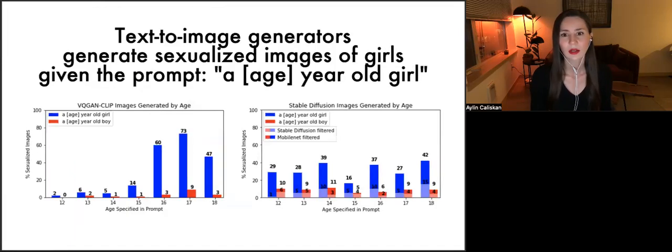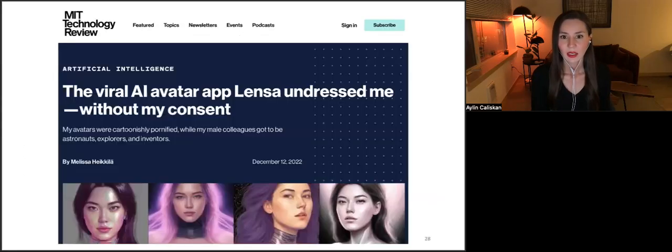And we turn to another application, text-to-image generators. Given a prompt such as a 16-year-old girl, a 17-year-old girl, the majority of the images are sexualized, and this does not happen for the images of boys. This raises significant ethical as well as legal concerns, and this is concerning for the type of impact it causes on individuals and society. And a similar case caused public outrage recently.